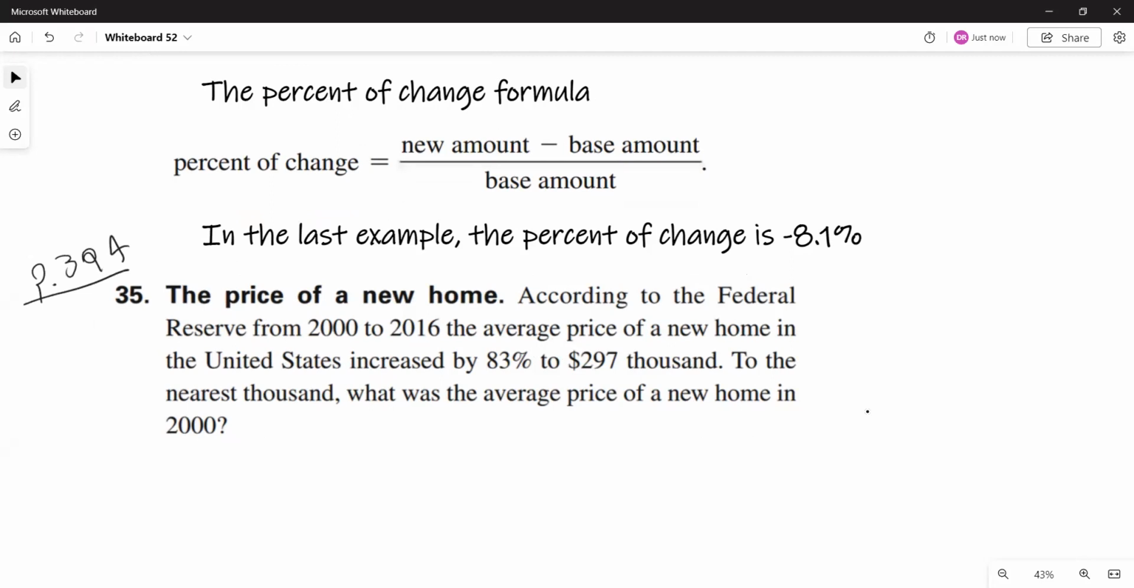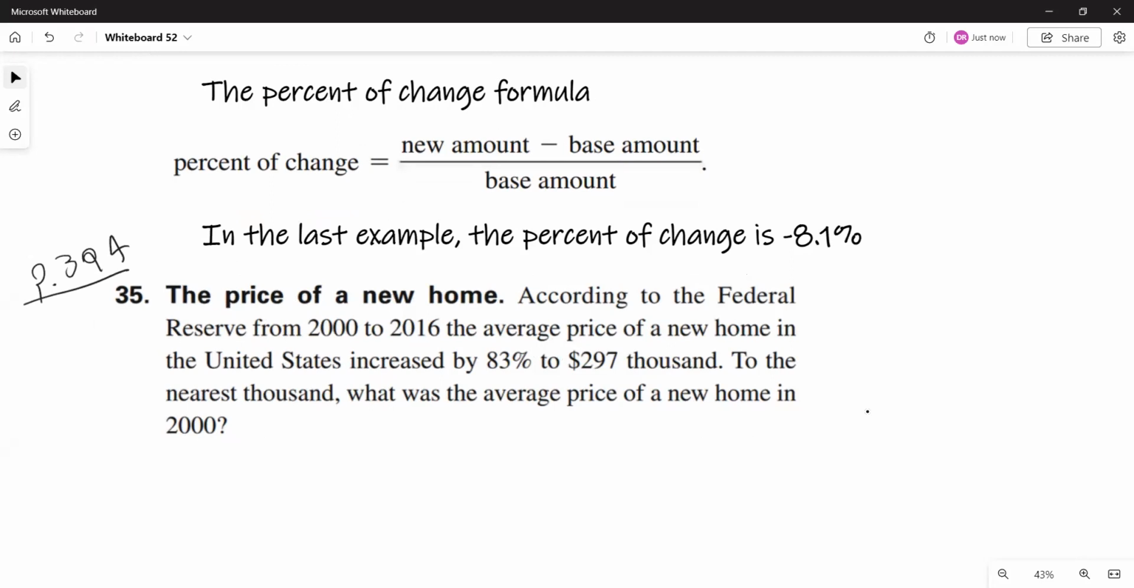According to the Federal Reserve, from 2000 to 2016, the average price of a new home in the United States increased by 83% to 297,000. To the nearest thousand, what was the average price of a new home in 2000?